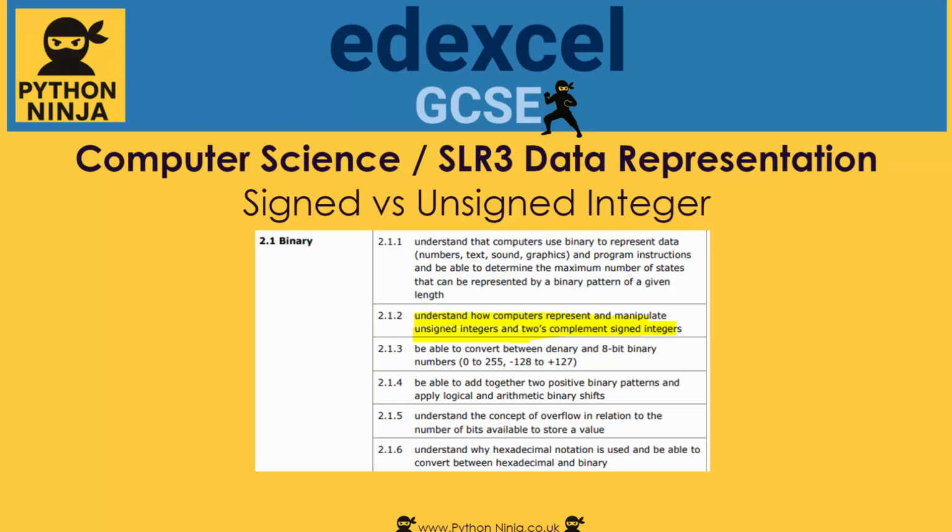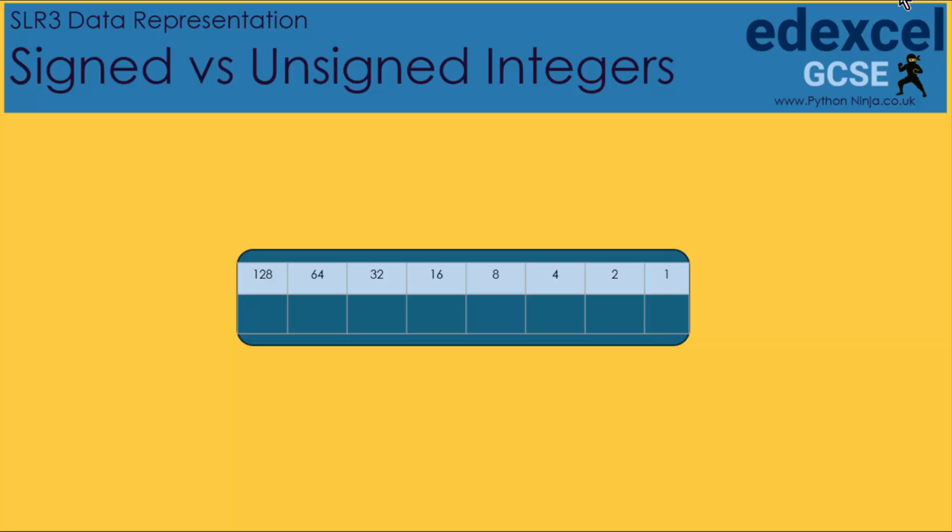Okay, so we're working on GCSE Edexcel SLR3 data representation, and we've already had a look at how we can do binary shifting, so left shift to multiply a binary number and right shift to divide a binary number. And now it is worth us just having a little look at what the difference between a signed integer and unsigned integer is. Now, first of all, let's look at an unsigned integer.